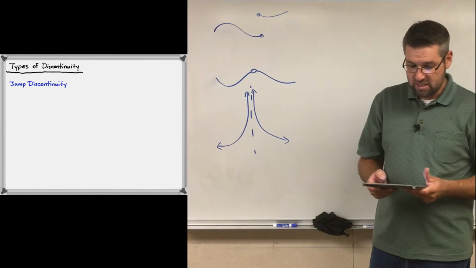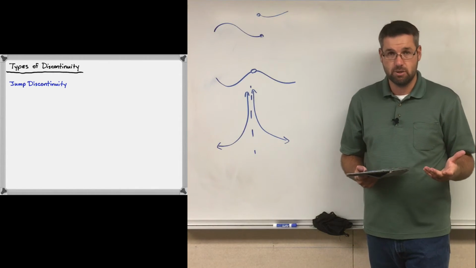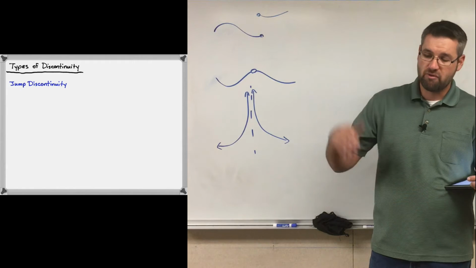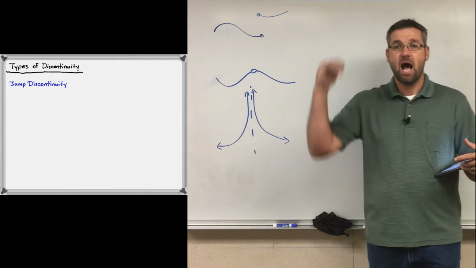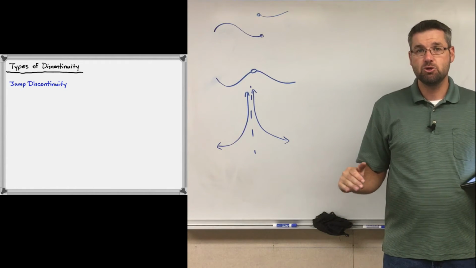The next type of discontinuity is called a jump discontinuity. So basically you are going from one height and you're jumping up or jumping down to a lower height.